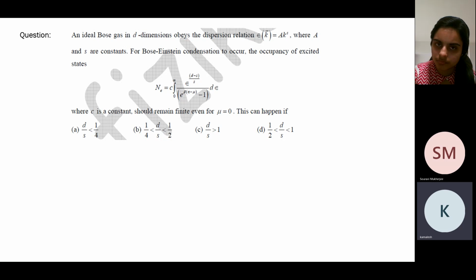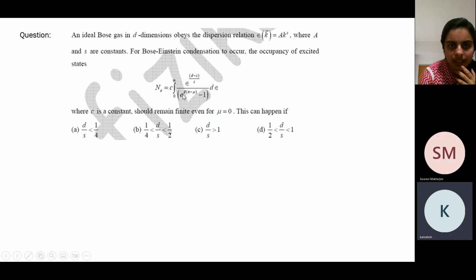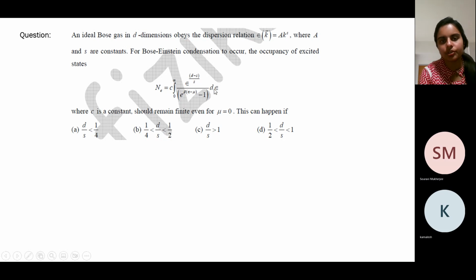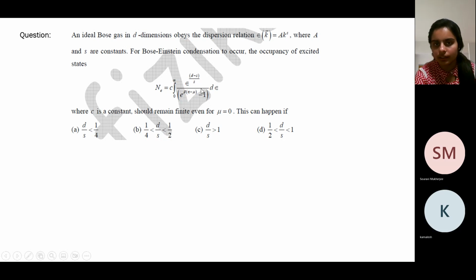If you put mu equal to 0, you would get the integral of epsilon to the power (d minus s) by s, dE, over e to the power beta E minus 1, right? The integral should be finite. Suppose you have limits from 0 to infinity. Now, if you put epsilon equal to 0, what happens? You get e to the power beta times 0 minus 1, so it becomes 1 minus 1, and the denominator becomes 0. Here also, if epsilon is 0, you would get a 0 by 0 form, right?